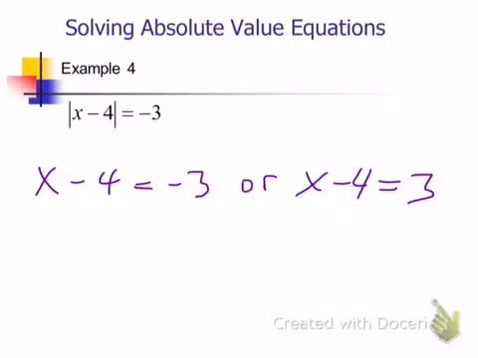Now listen, does anybody know why? Yes, Megan. Why can't it be a negative number? Because the absolute value is a distance, and can distance be -3? Distance cannot be -3, and we'll pick up here tomorrow.